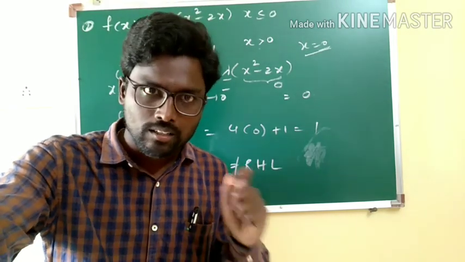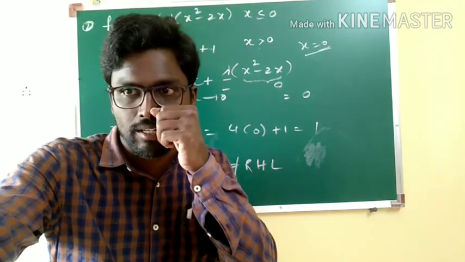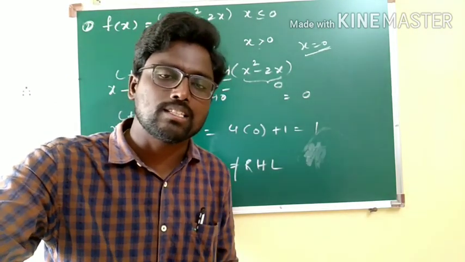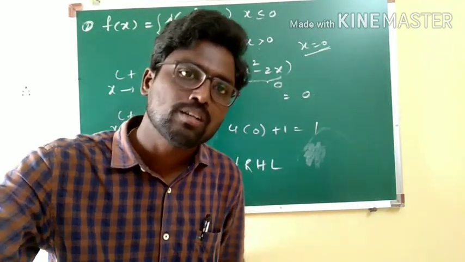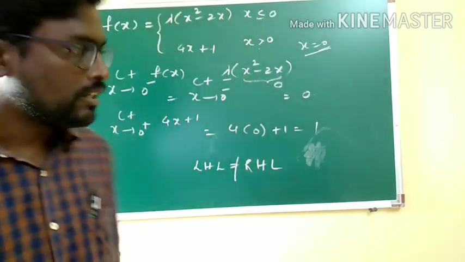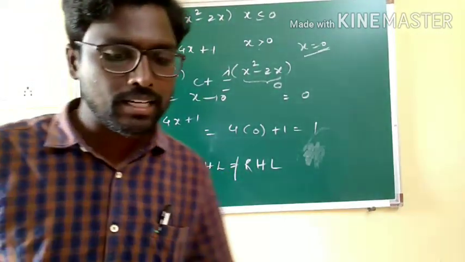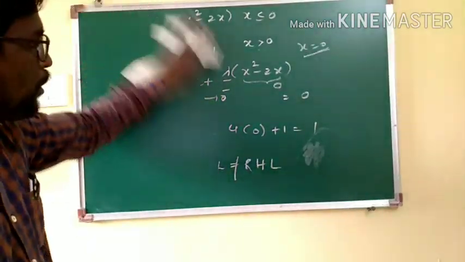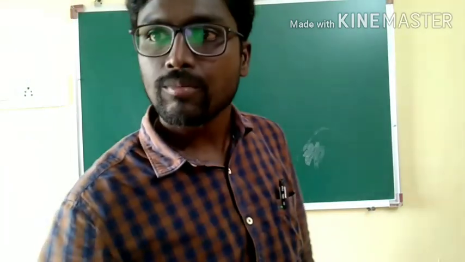Hope you understand. Therefore, we finally conclude that there doesn't exist any real value of lambda for the functions provided, because the limit doesn't exist here. Since the limit doesn't exist, we can't speak about continuity at that particular point. Fine. Let's go to another problem.